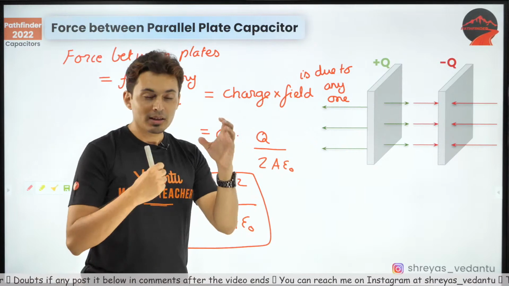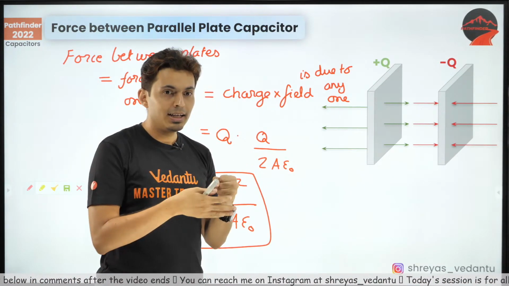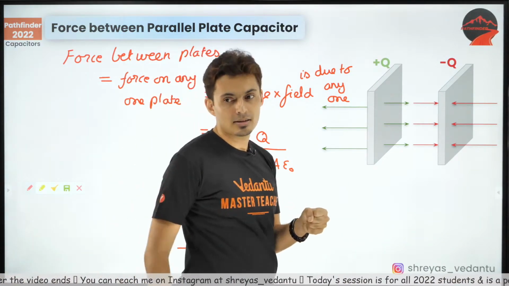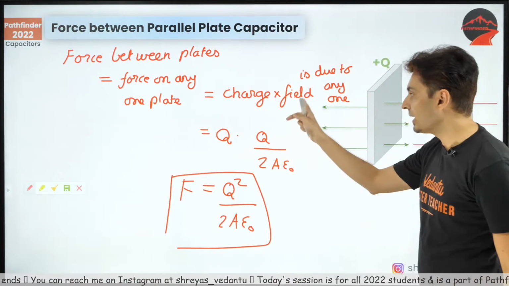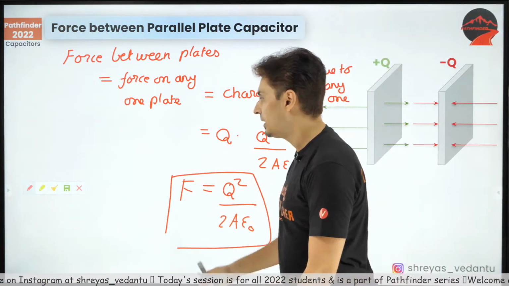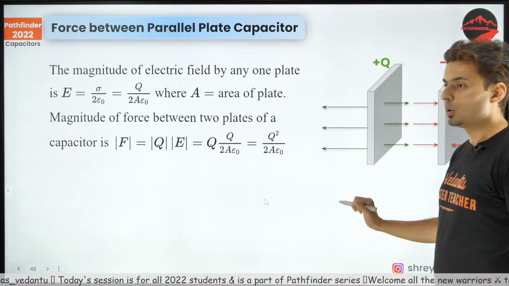Understood? So understand, when a field applies the force, that field is never because of that charge itself, it's because of the other charges. If you keep that in mind, you will understand why that 2 has come. But when I talk about the total field, the formula is slightly different. I put up the derivation in the PDF, don't worry about it.